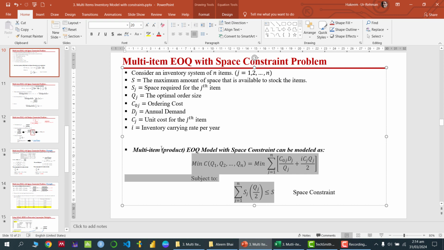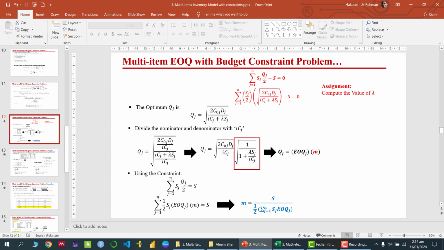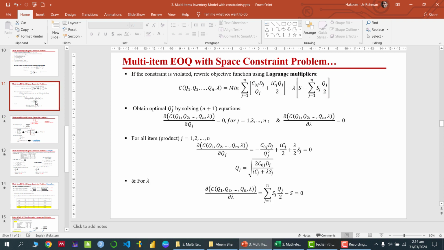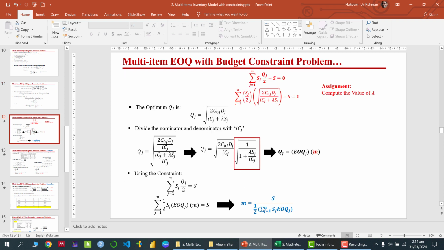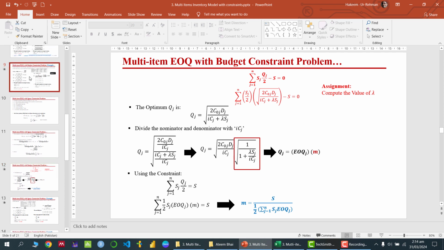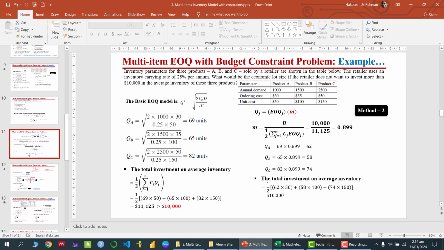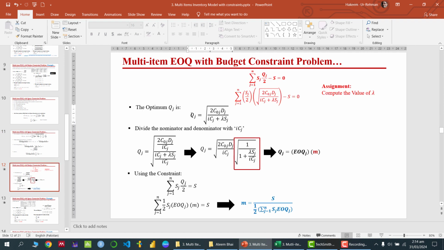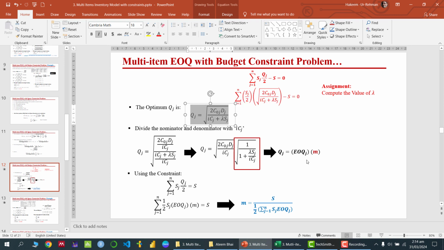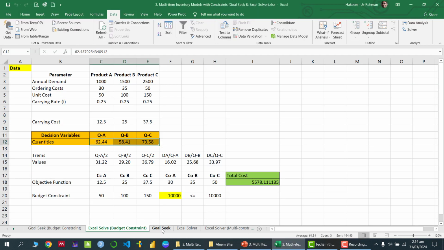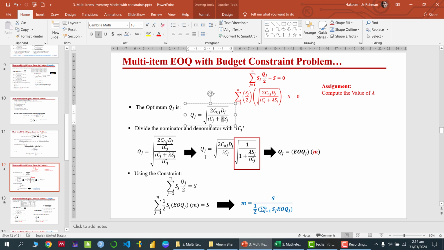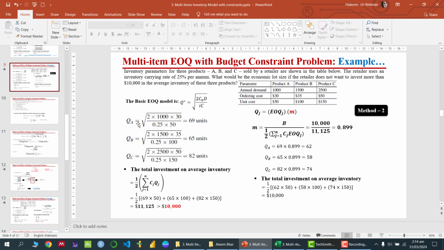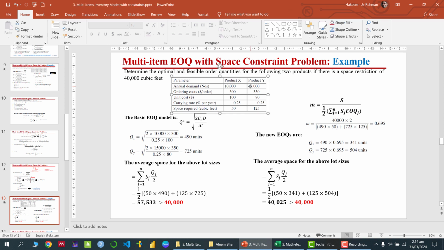So if I would like to solve it with goal seek, first of all we will relax the space constraint, and we are going to solve the problem with the help of the simple EOQ formula. That was this one. Then we will calculate the economic order quantity with respect to the space constraint, and for that we have this formula. So again we need to find out the value of lambda. How can you do that?